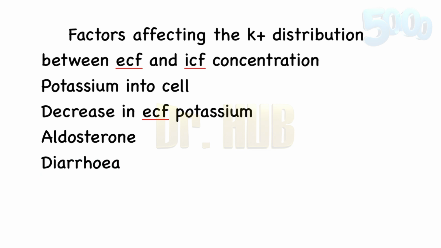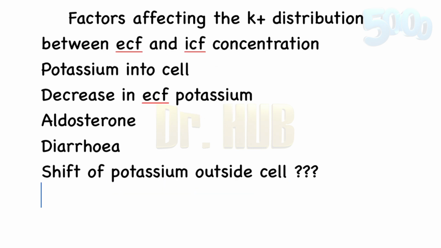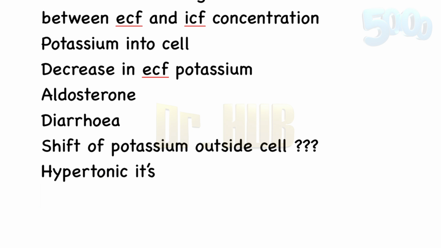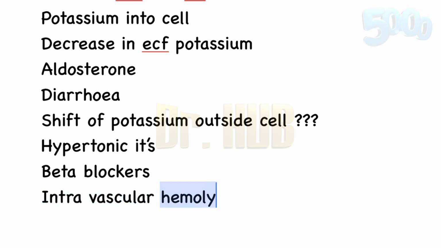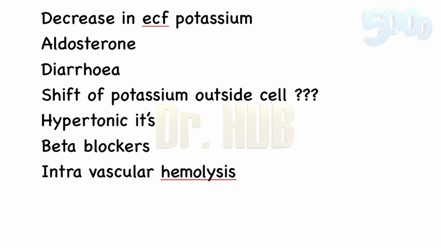Next, we will look at the shift of potassium outside the cell. So what does this include? This includes insulin deficiency, aldosterone deficiency, hypertonicity, that is the hyperglycemia. Next is the presence of beta blockers, cell lysis, that is it can include intravascular hemolysis, as well as tumor lysis syndrome, rhabdomyolysis, and strenuous exercise.